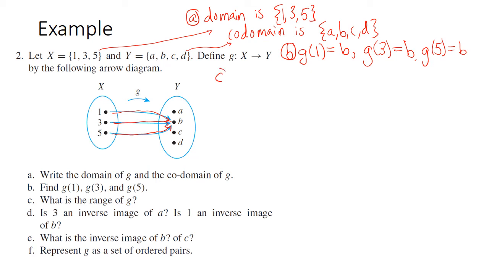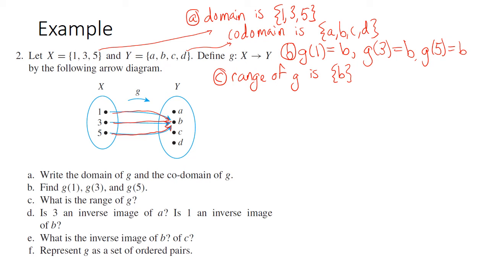Okay, so part C, what is the range of g? This is not the same as a codomain. The range is going to be only those outputs that you actually got when you plugged in any of the inputs. So the range of g is going to be just the set containing B, because that's the only output that we get.